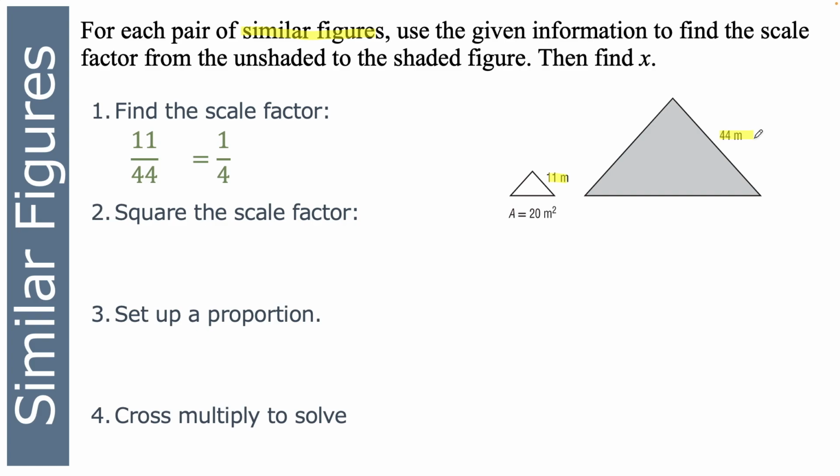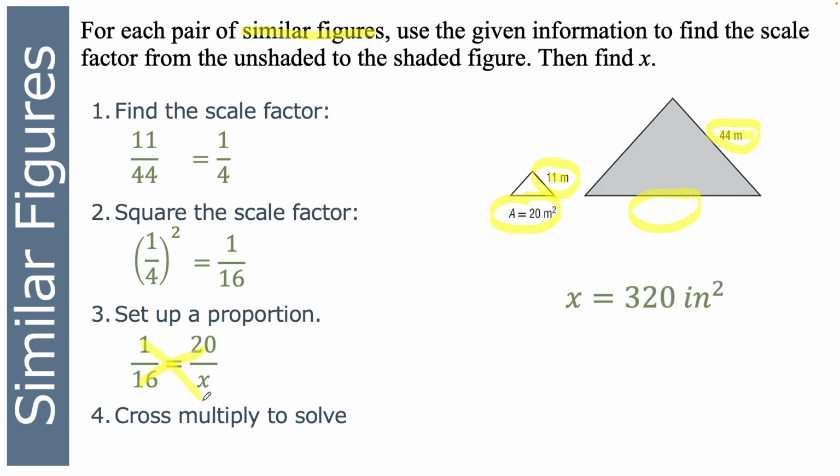Now we're going to square the scale factor. So 1 over 4 times itself is 1 over 16. So that's now my area's scale factor, and I can set up a proportion. So I've got, and look at, they gave me the area of this little guy. We need the area of the little guy over the area, we don't know this one, of the big guy. 1 over 16 equals 20 over x. And then of course we just cross multiply. 16 times 20, 1 times x. X is 320 inches squared. Not bad, eh?